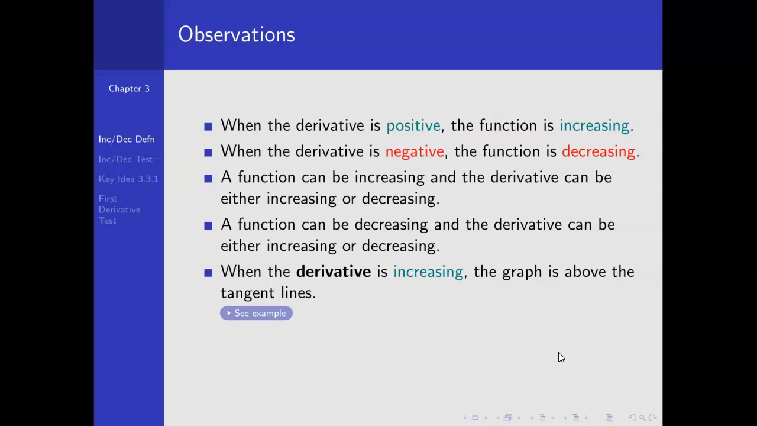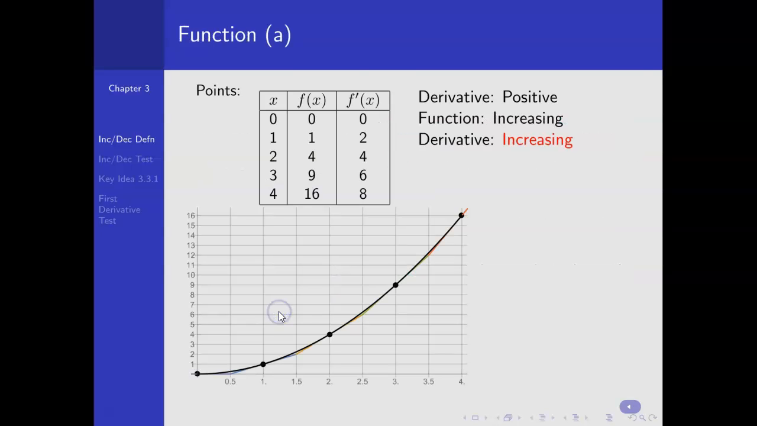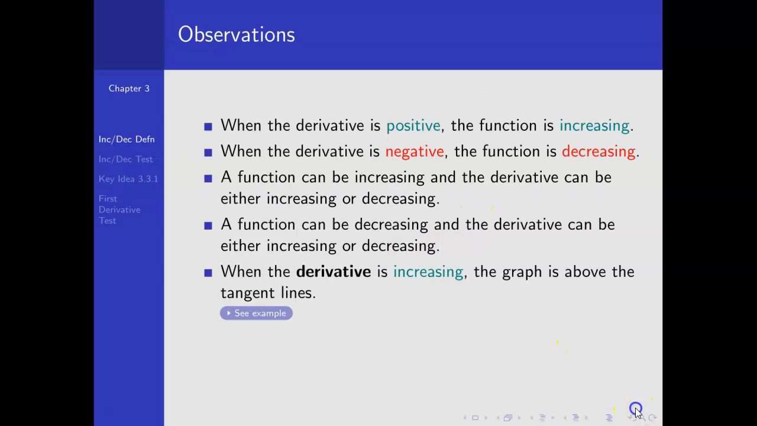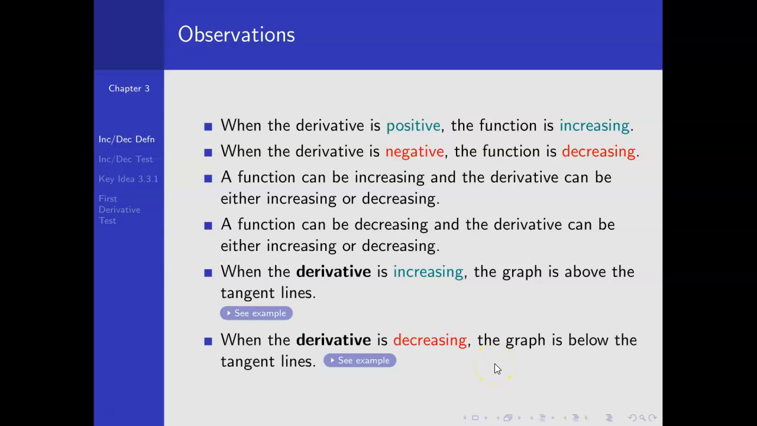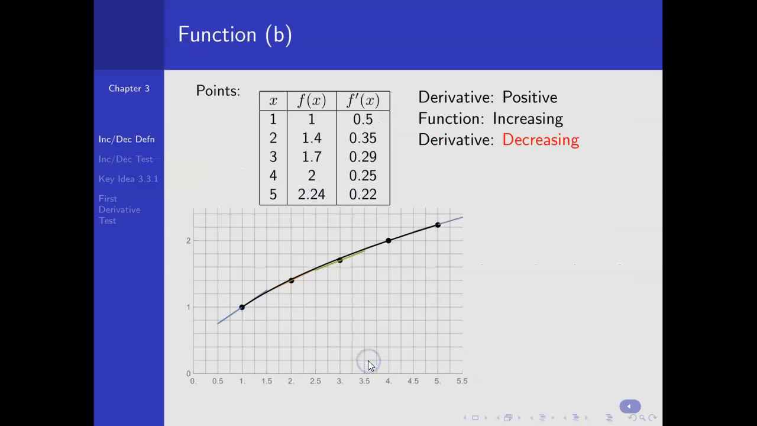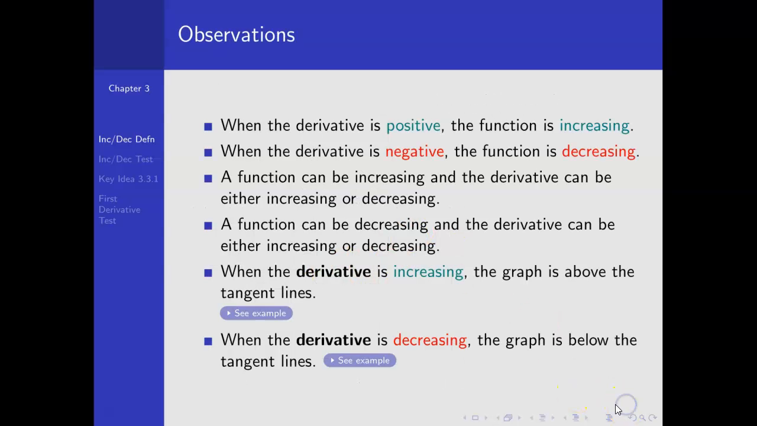Now, when the derivative is increasing, one thing we can notice is that the graph is above the tangent lines. We're going to go look at this example here. And in the slides, if you click that button, you can jump back as well. So here you see the tangent lines are lying below the graph. And when the derivative is decreasing, the graph is below the tangent lines. So we're going to go back and see an example here. So decreasing, the graph is sitting below those tangent lines.